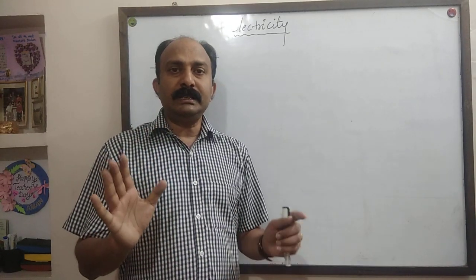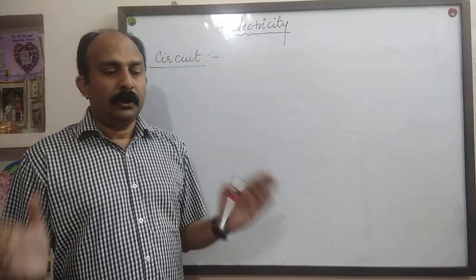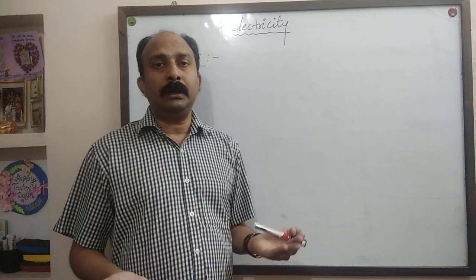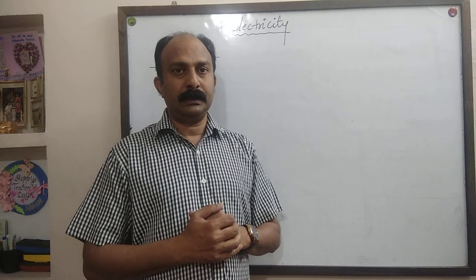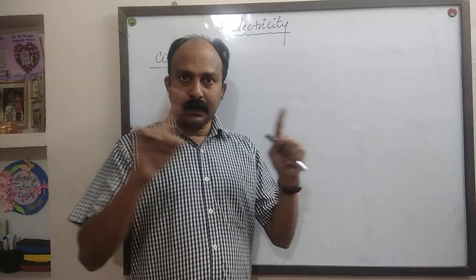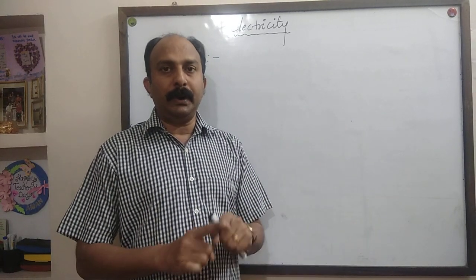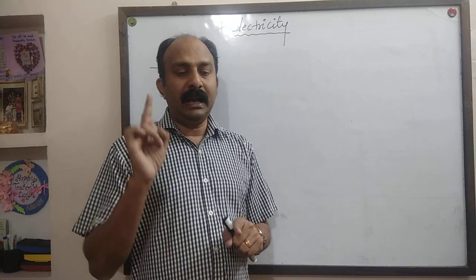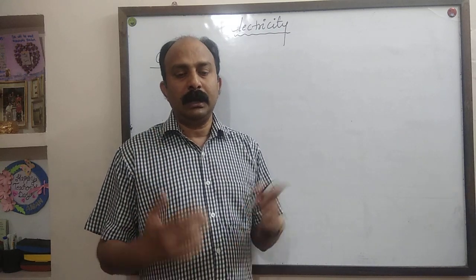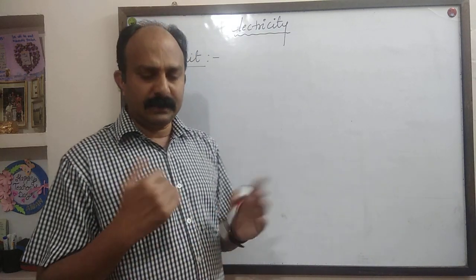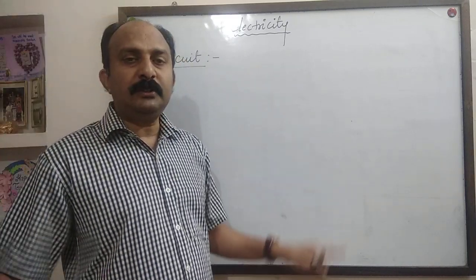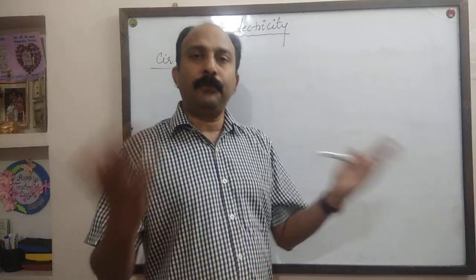A continuous and closed path of an electric current is called an electric circuit. I repeat, a continuous closed path of an electric current is called an electric circuit. Simply, a continuous path through which electric current can flow.